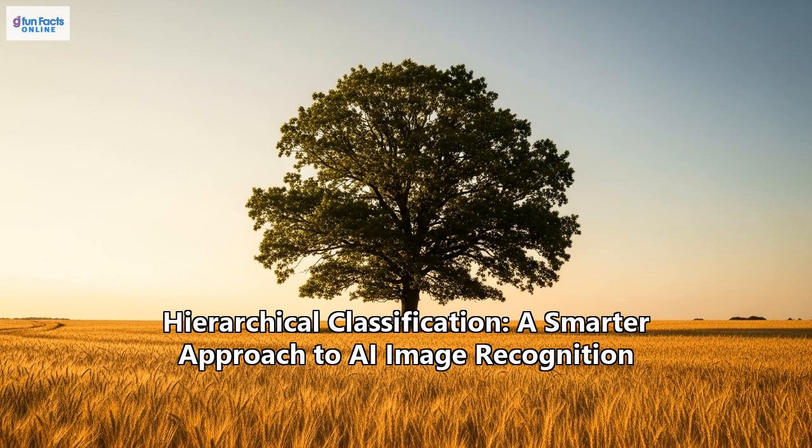Now, how do we teach the AI to climb these trees? There are 2 main philosophies: the local approach and the global approach. The local approach is like hiring a team of specialists. You could have one expert for each branch of the tree, trained to decide between its direct children. So one specialist decides if an animal is a mammal or a reptile. If it picks mammal, the case is passed to another specialist who decides between dogs, cats, or bears.